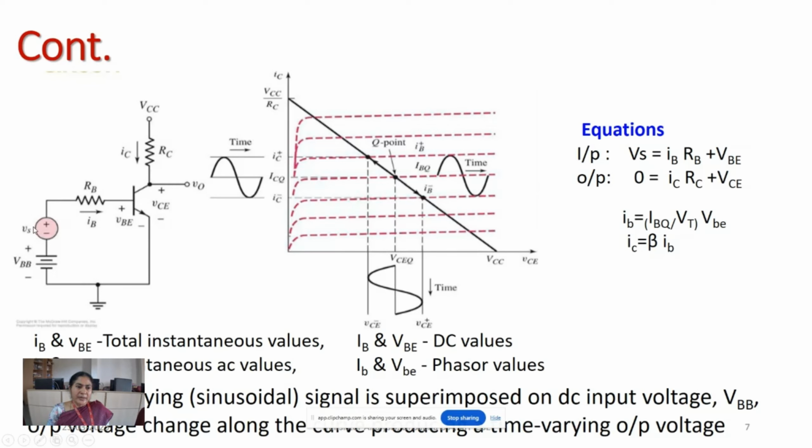So here Vs, the supply voltage, will be equal to IB RB plus VB, and similarly at the output, 0 will be equal to IC RC plus VC. So from this we'll be able to get the value of the input current as well as the output current. You can directly take the equations and calculate the value of the input current as well as the output current.